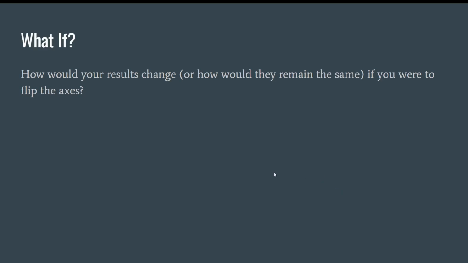How would your results change if you were to flip the axes? The only way they would change is that the position graph would flip, so it would have a negative slope. The reason for this is that if you flip the axes, you're basically moving in the negative direction instead of the positive direction. So the velocity graph would still be a horizontal line, but it would have a negative velocity because of the direction.